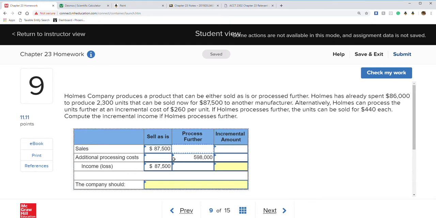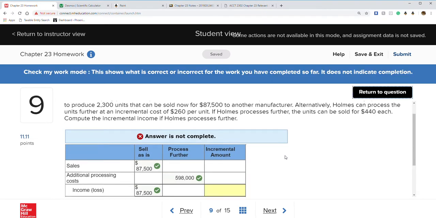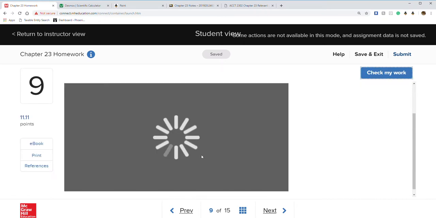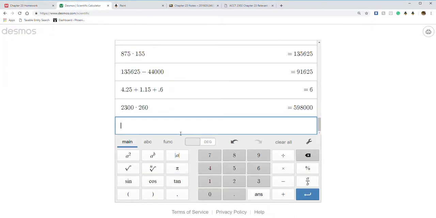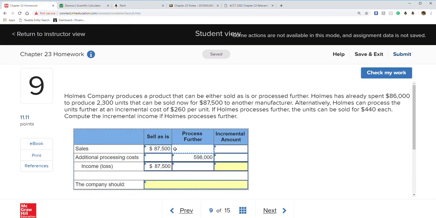And then to process further, actually, let's make sure that's what they're trying to do. Yeah, that's what they're doing. Sometimes Connect wants you to do it on a per unit basis and then do the incremental amount. I don't know why, but sometimes they do. So, we can sell it for 440, times 440. Oh, we can make over $1 million. Yay, $1,012,000.